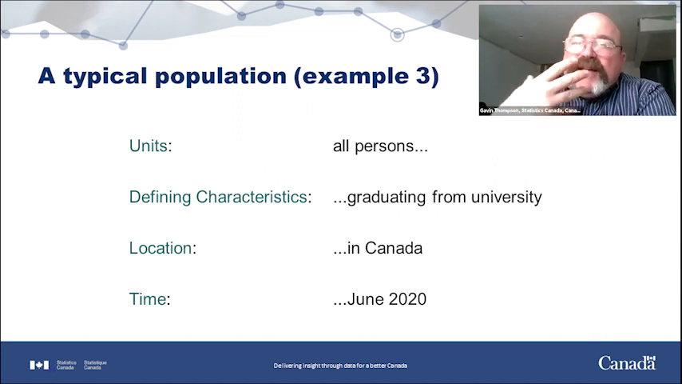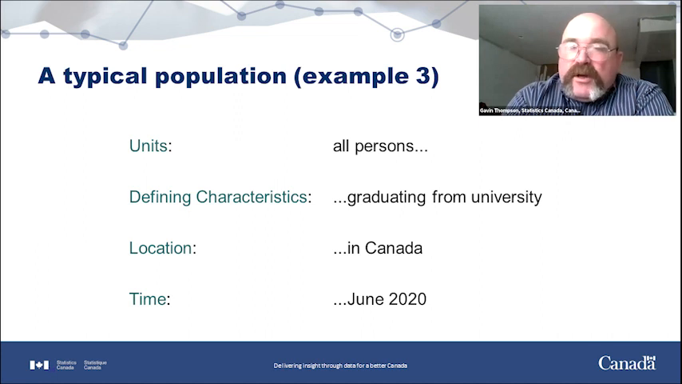So there's all sorts of, it seems fairly obvious. We want to talk to all of our university graduates from last year or from June 2020, but what does this mean? And we really, again, have to nail this down when we're doing our survey.